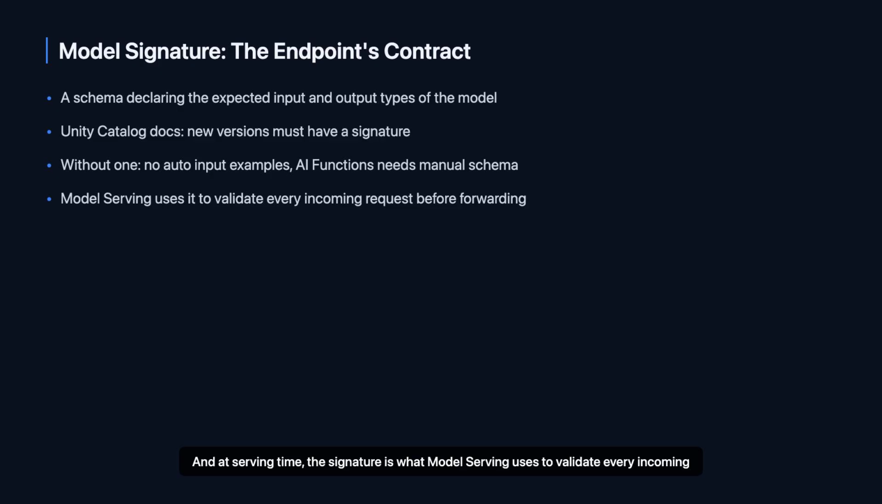And at serving time, the signature is what model serving uses to validate every incoming request before forwarding it to your predict method. Skip the signature, and instead of failing cleanly at deploy time, you get 400 errors at runtime from confused clients. The signature is the contract between your model and everything that calls it.